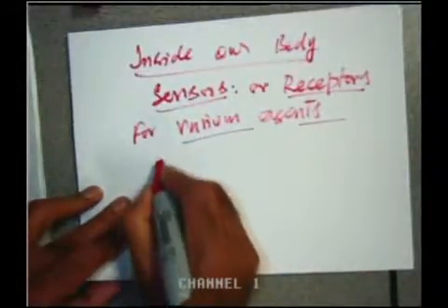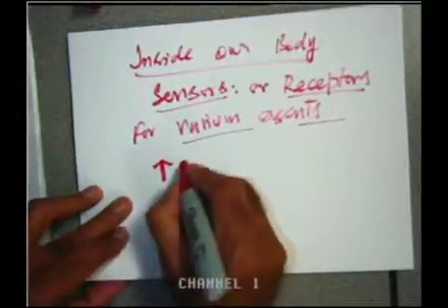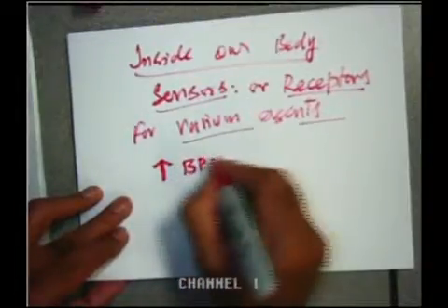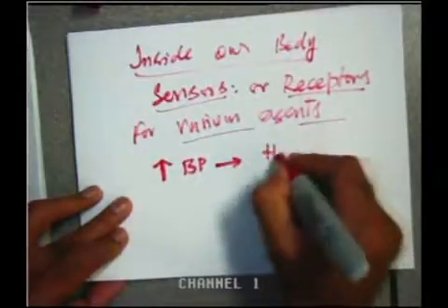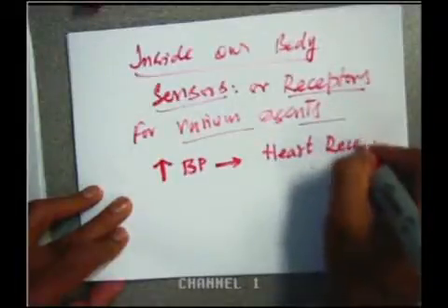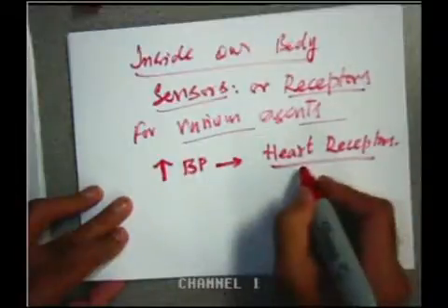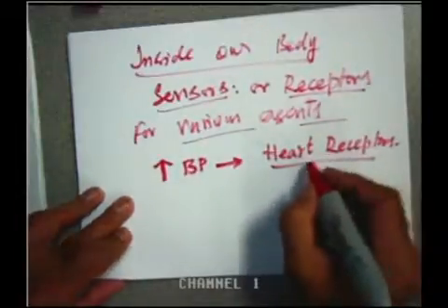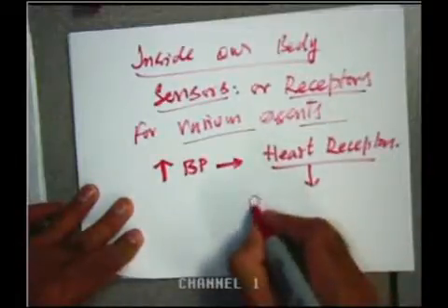So they control how. If there is an increase, I put an upward arrow, that means increased blood pressure, BP, that is sensed by heart receptors. I am talking about another one, heart receptors. These heart receptors are present in the heart muscles inside the heart, and they will respond to blood pressure.